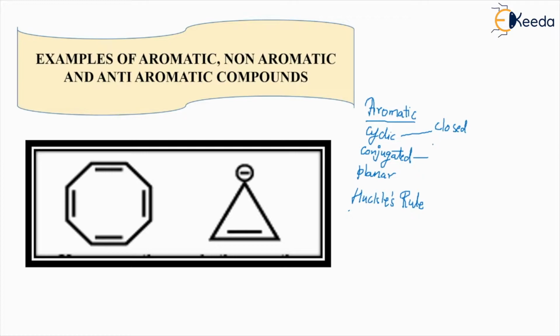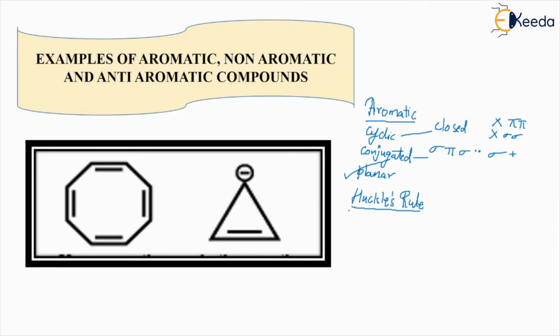What is conjugated? It should have sigma, pi, sigma, maybe a lone pair, maybe a positive bond, something like that. That means no two sigmas together, no two pi bonds together. That is conjugated. Planar, we know that it will always be planar. All the structures given to us will be planar in nature.